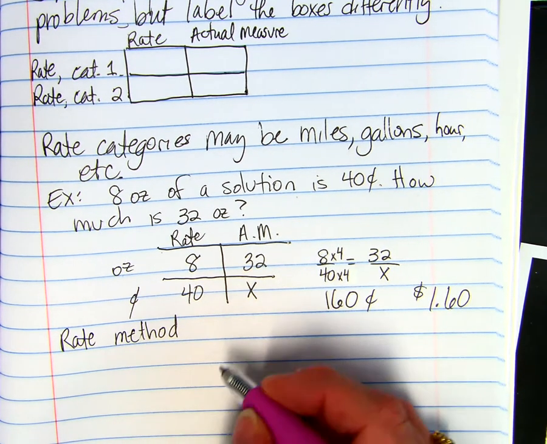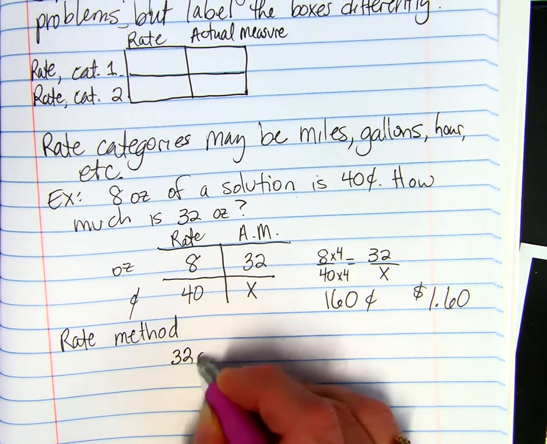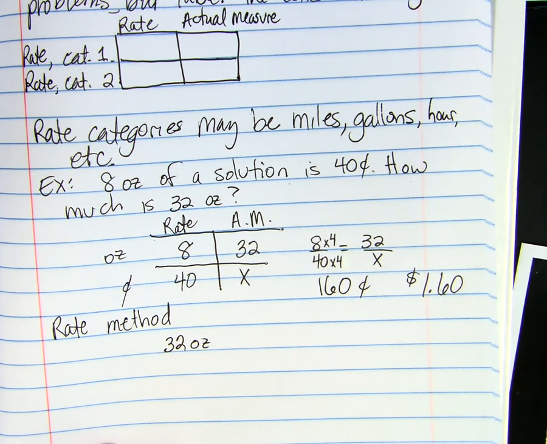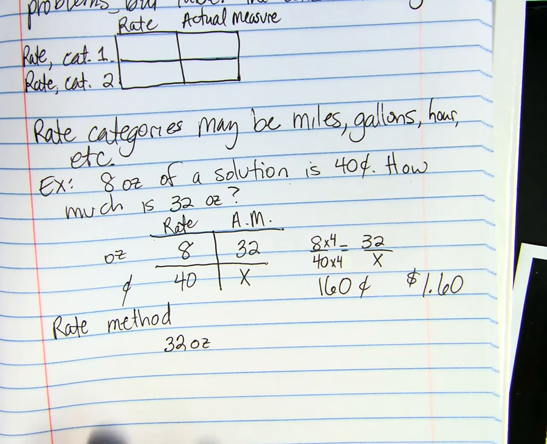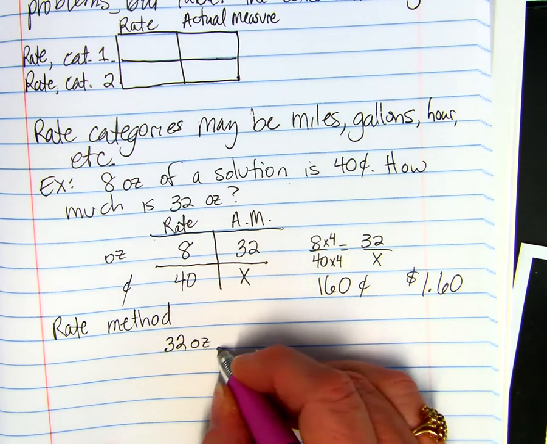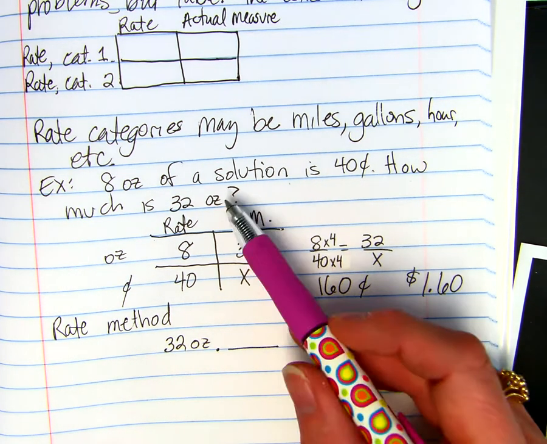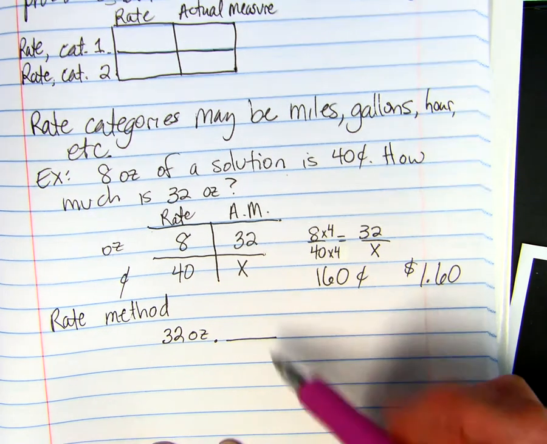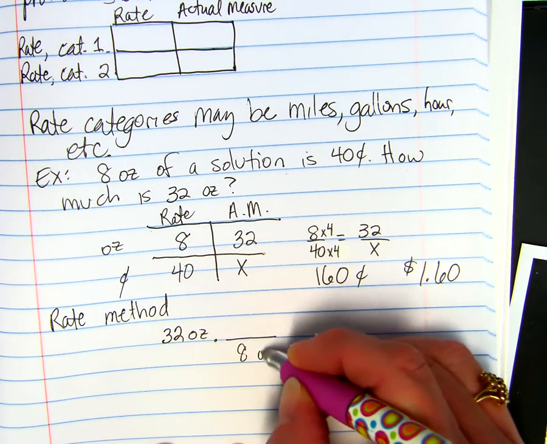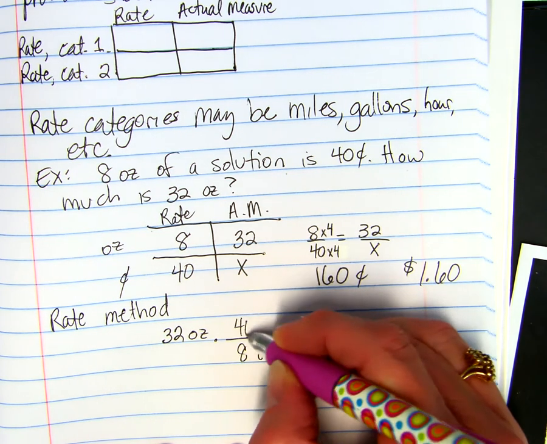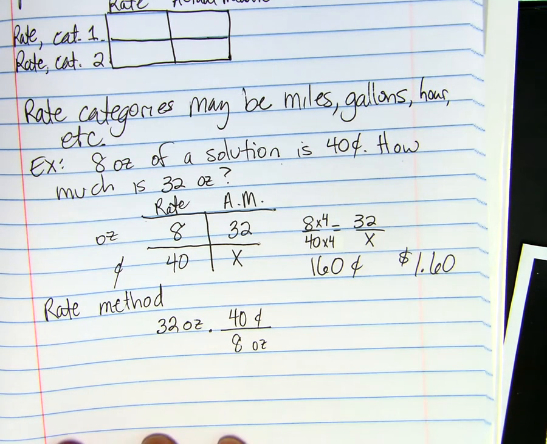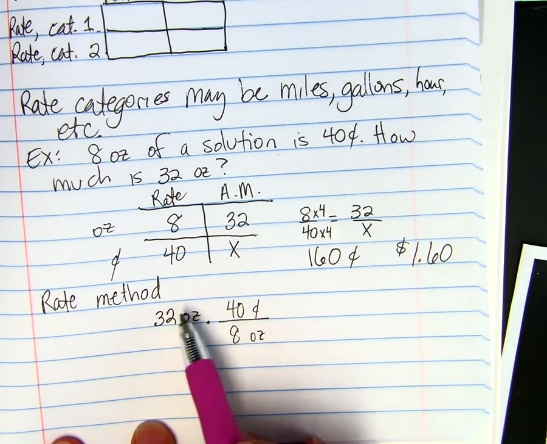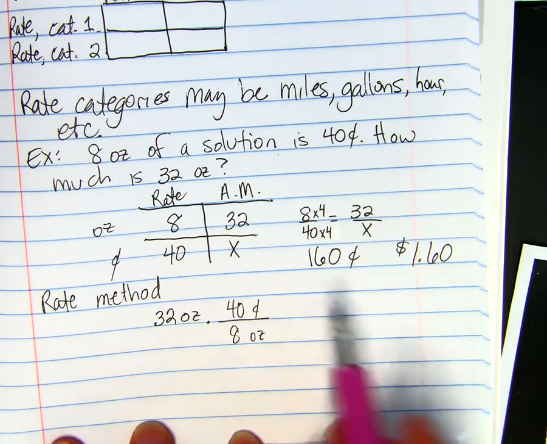If we have 32 ounces, this is basically using a unit multiplier. We're multiplying it by our rate with ounces in the denominator. So we can cancel. So it's 8 ounces for 40 cents. So this is called the unit multiplier, and we get rid of the one we have and change it to the other one.